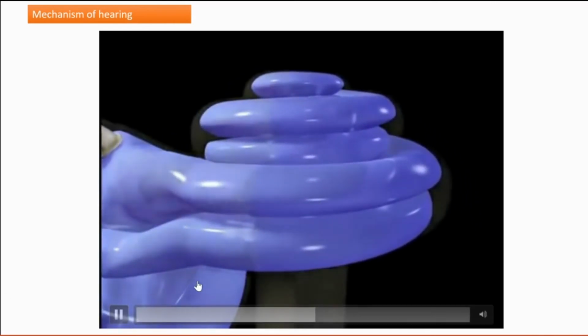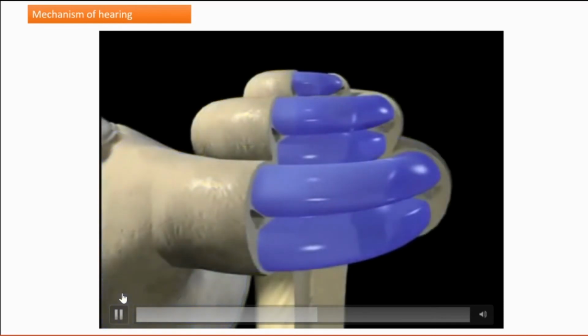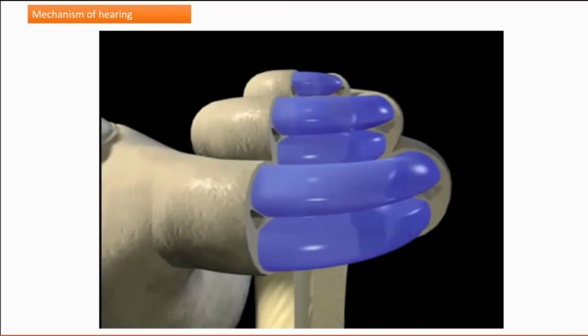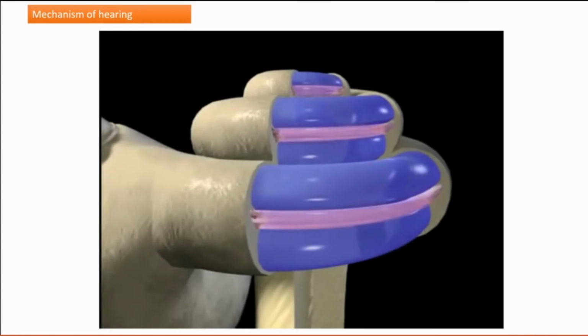The portion of the spiral passage in which vibrations ascend to the apex of the cochlea is called the scala vestibuli. The descending portion of the passage is called the scala tympani. A third structure, called the cochlear duct, is situated between the scala vestibuli and the scala tympani.